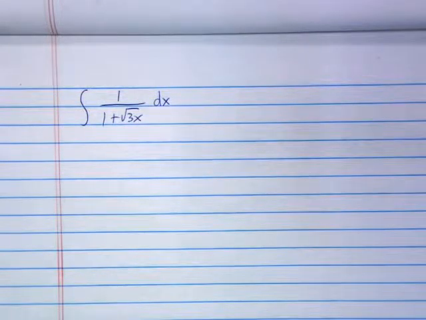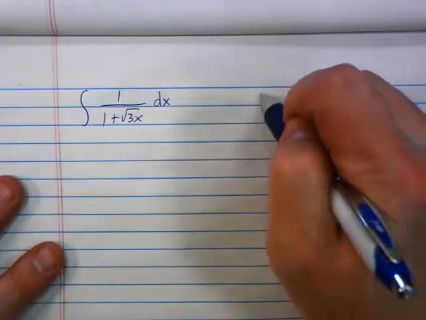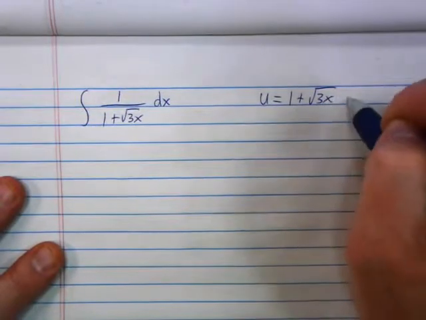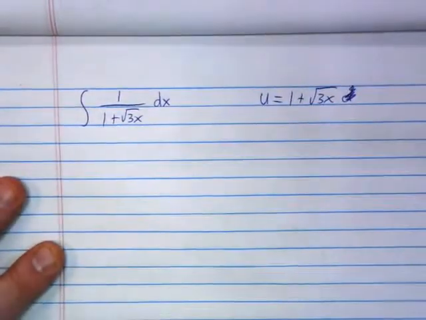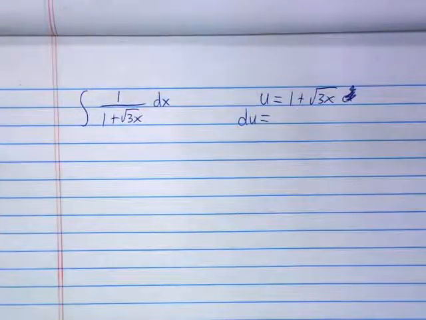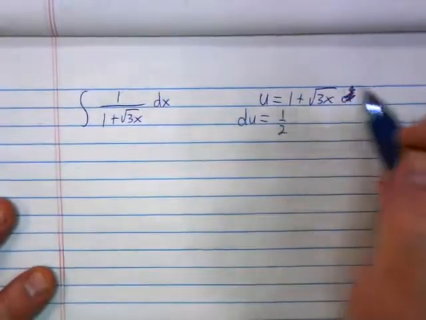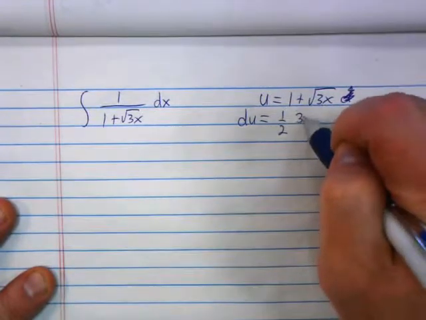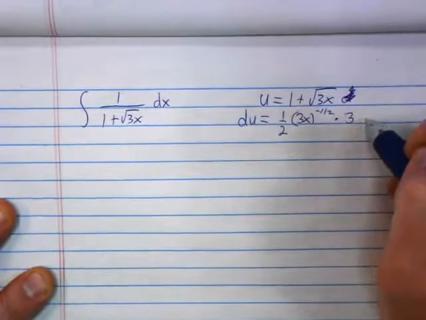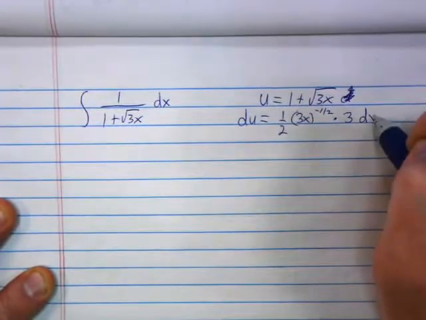So u is the bottom, right? Kind of a dumb statement there. u equals 1 plus the square root of 3x. Take the derivative. du is, what's the derivative of 1 plus the square root of 3x? 1/2 (3x) to the negative 1/2 times 3 dx.